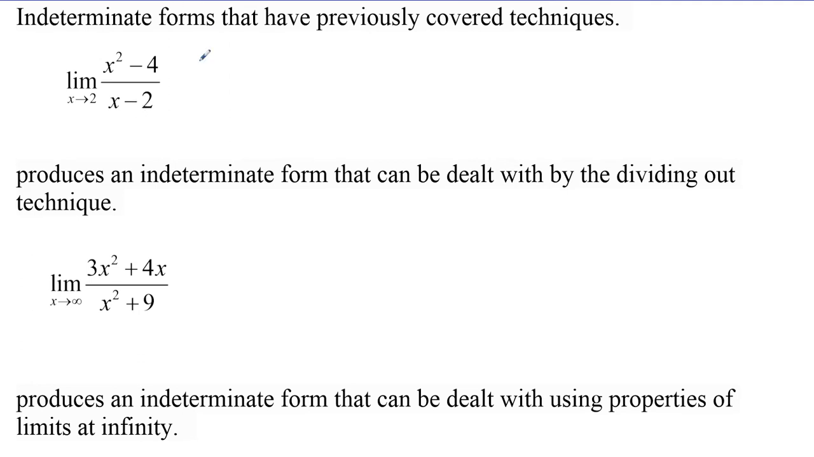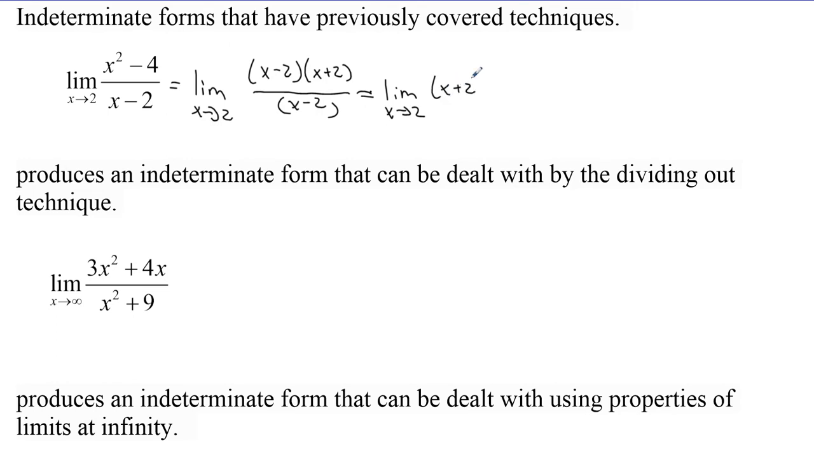The way that we dealt with that, though, was we said that this thing was equal to the limit as x goes to 2 of, factoring the numerator, x minus 2 times x plus 2, over x minus 2. These two factors canceled, and so this limit was equal to the limit as x goes to 2 of just x plus 2, which is 4. So we had a technique for finding the limit of an indeterminate form earlier.